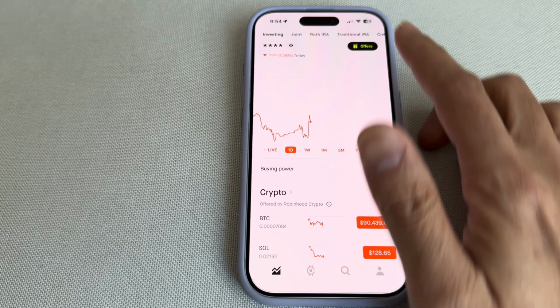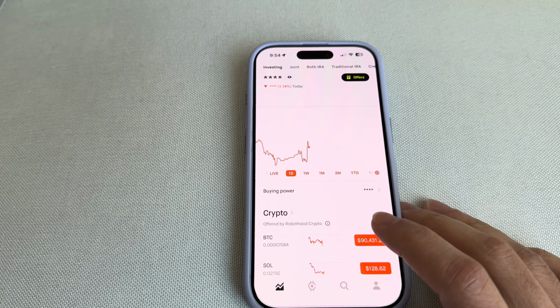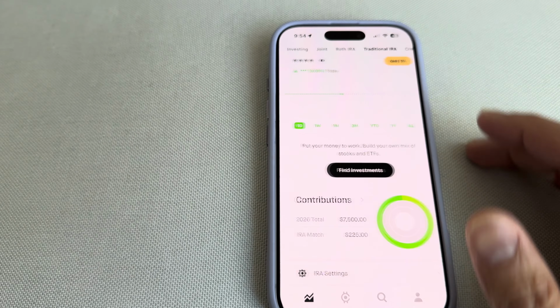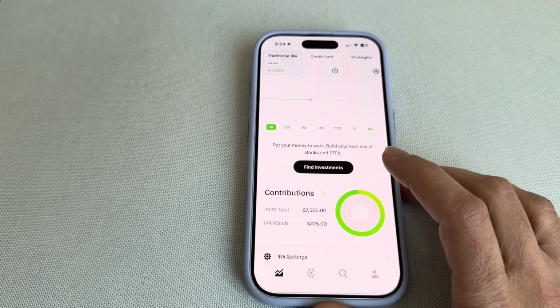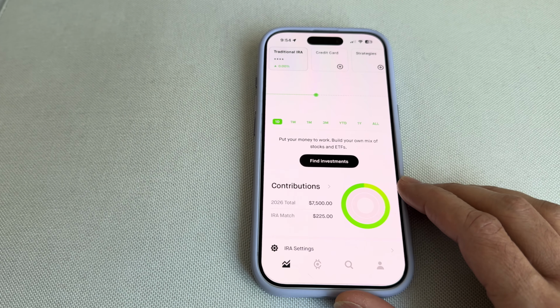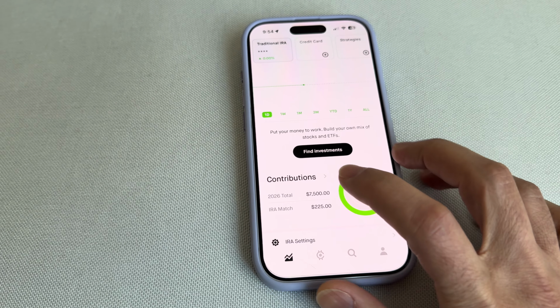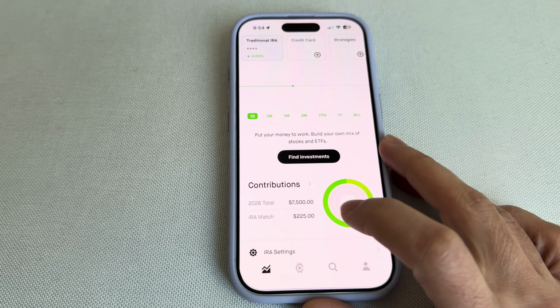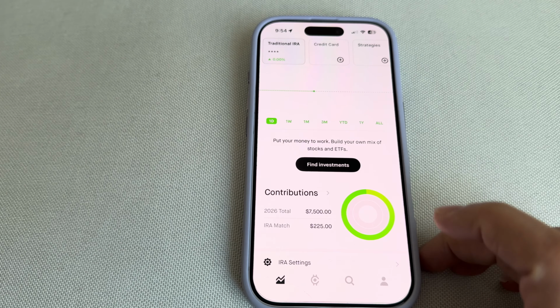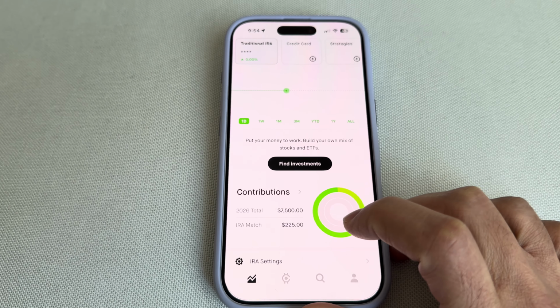So you contribute the amount you want to your traditional IRA. So let's go to the traditional IRA. I've already contributed, because until the contribution hits, you cannot do the Roth conversion. So over here, there'll be a button to contribute. You contribute whatever you want. So I maxed it out for this year, and they gave me a 3% IRA match of $225.